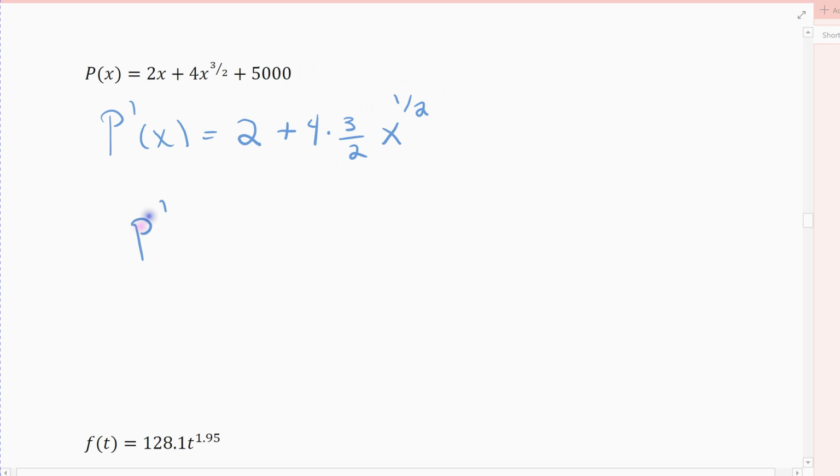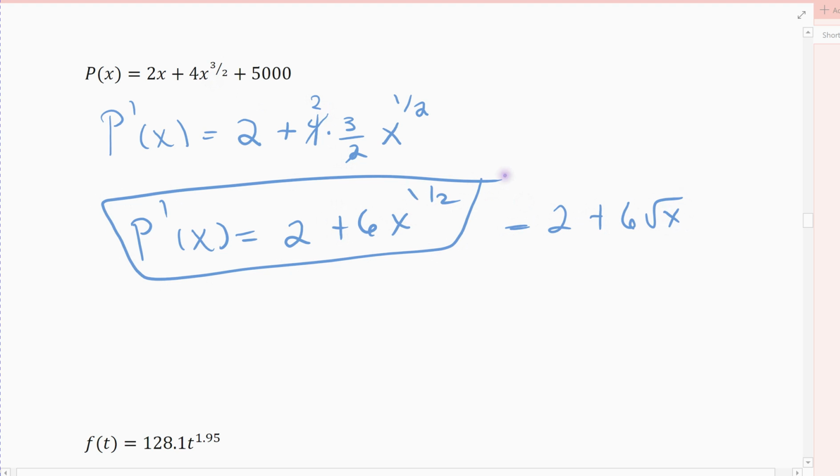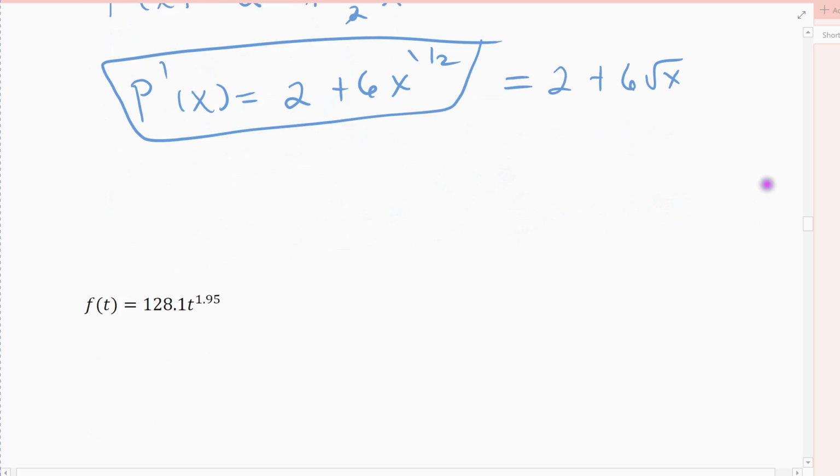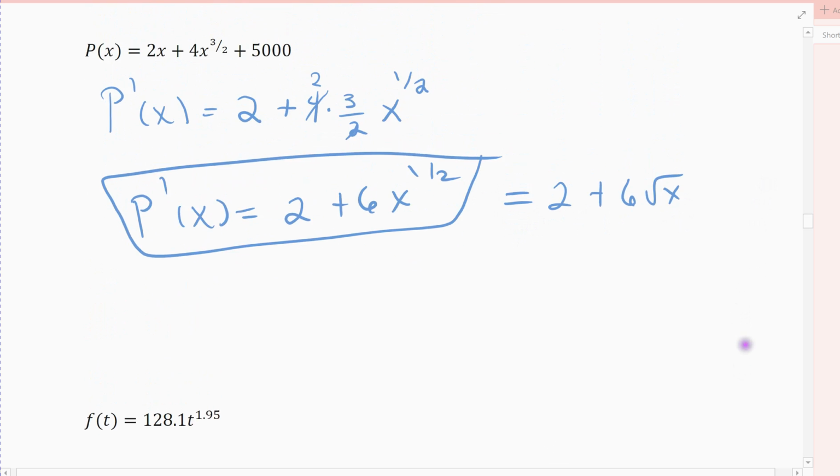All right, and then rewriting that more simplified would be 2 plus 6x to the 1 half, or 2 plus 6 square root of x. But since they didn't do square root in the first one, this is probably the way it would be written, even on my lab. All right, so the derivative of p of x is 2 plus 6x to the 1 half.